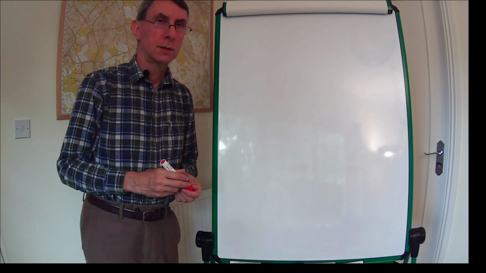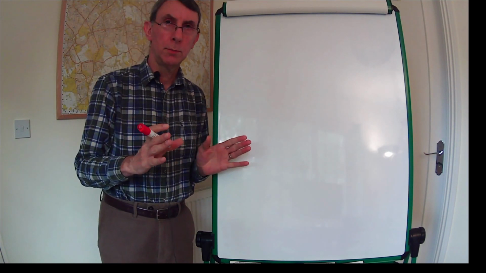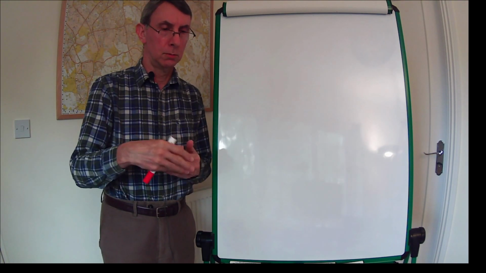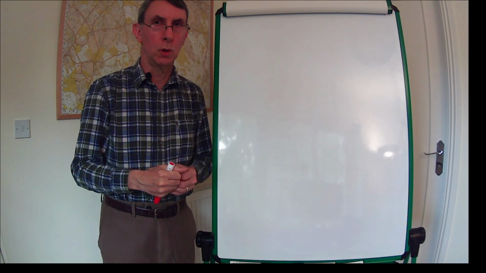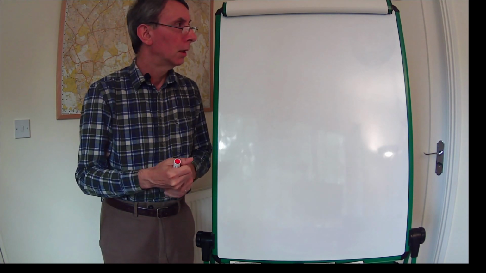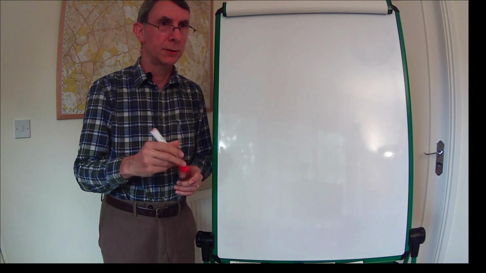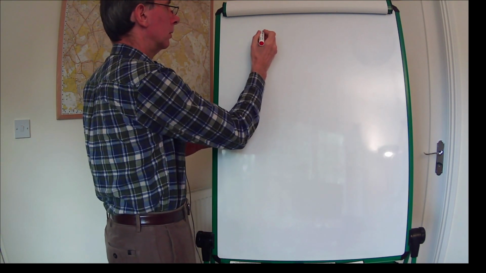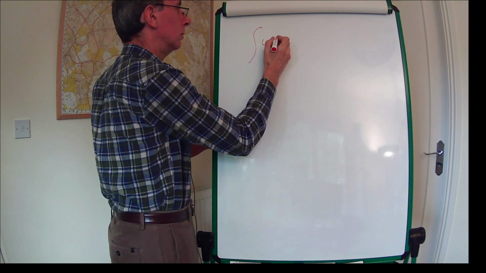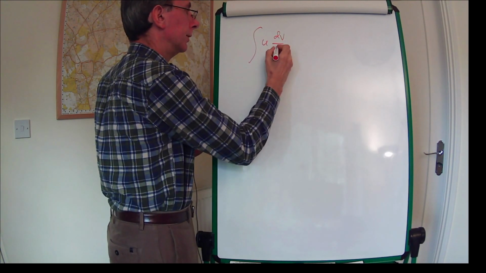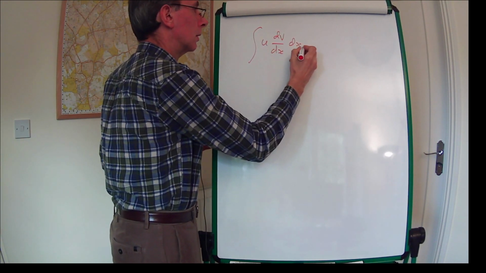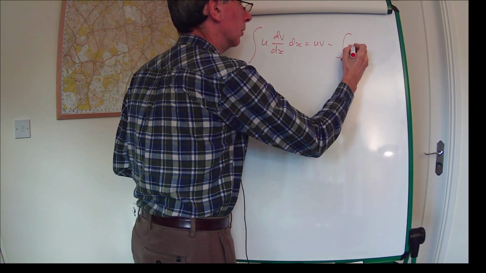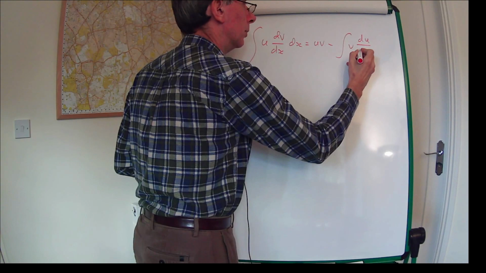So I'm going to show a simple example of when you might want to use integration by parts twice to get the solution to one particular integral. So first of all, we'll remind ourselves of the integration by parts formula. So the integral of u dv by dx equals uv minus the integral of v du by dx.